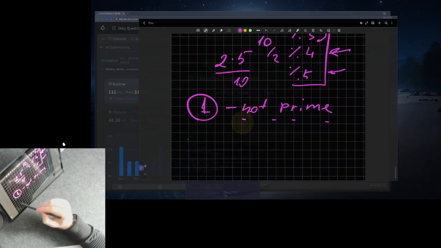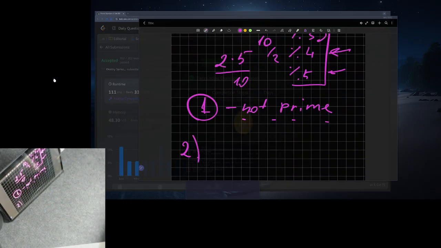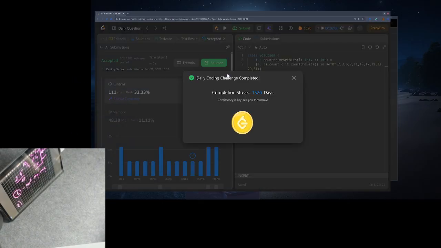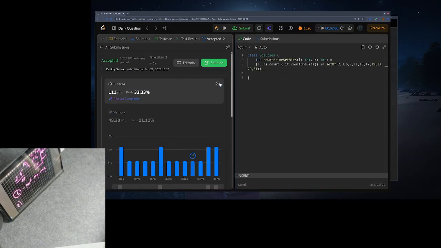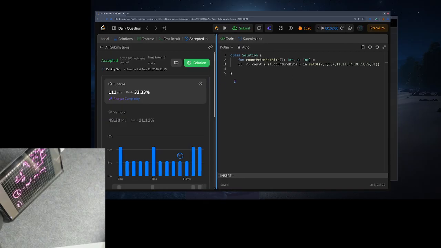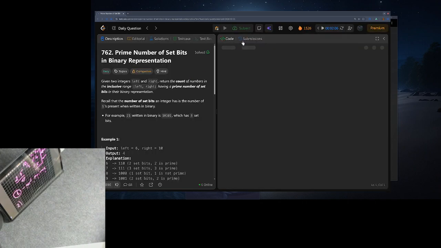Now the second shortcut. Let's look at my solution. So I use count 1 bits and a set of primes, and the solution is 100 milliseconds. Now let's look at the other different solutions.